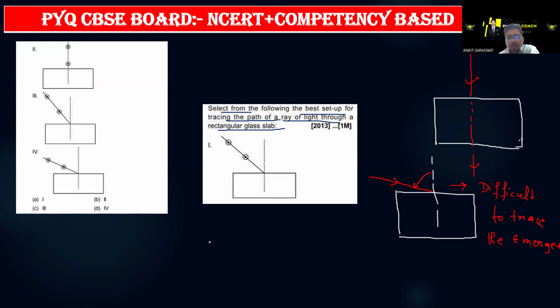Meaning, just look at this rectangular slab. Our light ray should be incident like this. It should not be very close to the normal, and it should not be very far from the normal. There should be a proper angle. Then you will see the refraction, and then the emergent ray like this. So the right option is not this one, it is also not correct, and this one is also not correct.